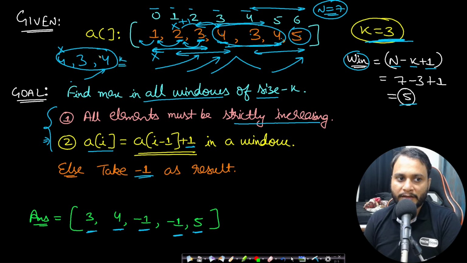We should not exclude some items and say that the rest of the items are following the constraints, right? So that is not allowed. Therefore the result array will be returned as an answer which will be of size n minus k plus 1. I hope the problem statement is clear.